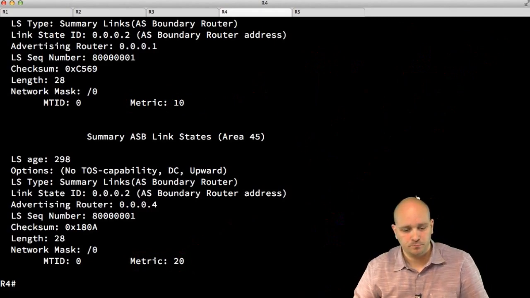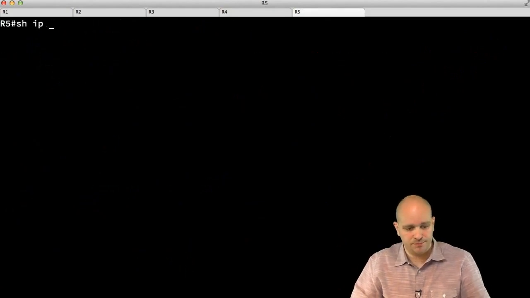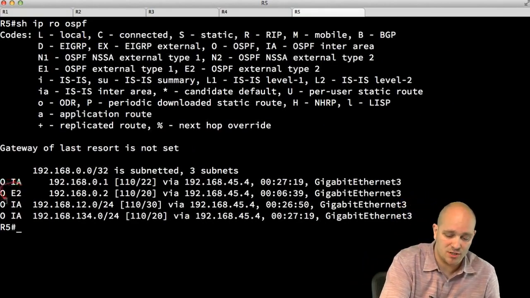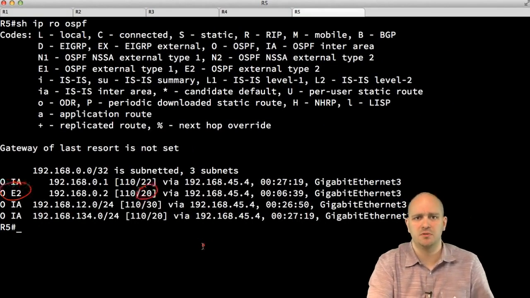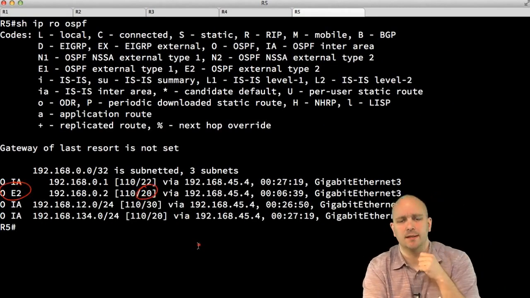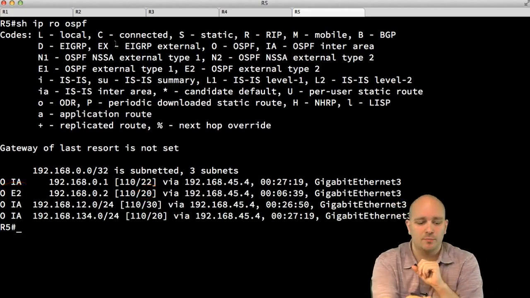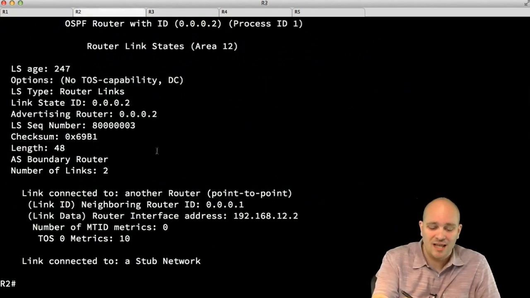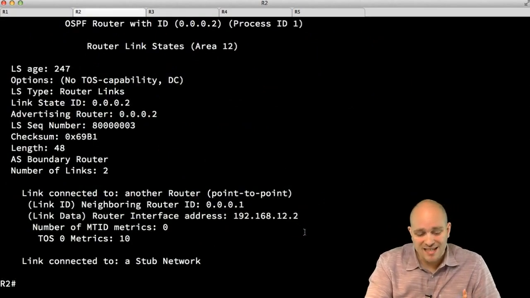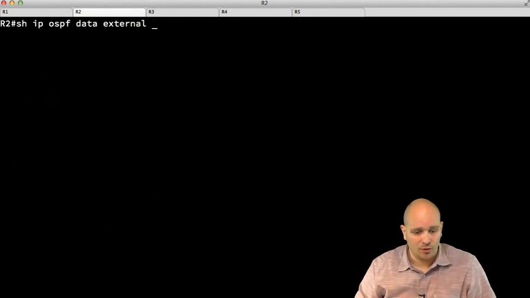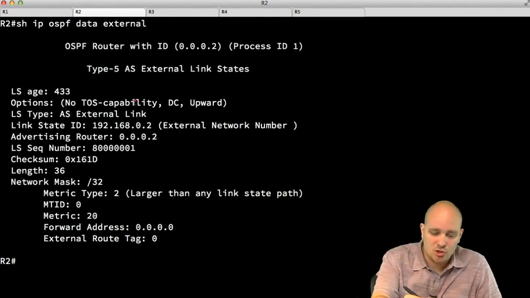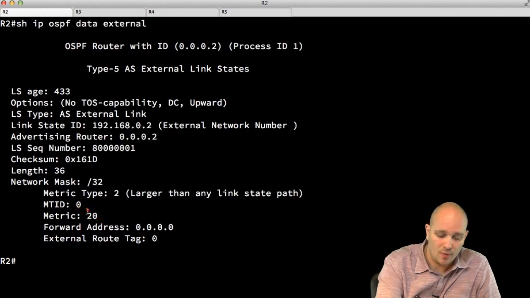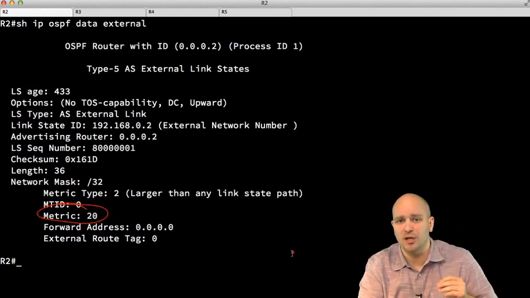Let's take a look. If I do show IP route, OSPF, I'm looking for an external route, and there is my external route here. 20. This is a little bit confusing. Well, it isn't when you come to think about it. R1, or actually R2, is the router that injected this route with the actual metric. So let me take a look at that external prefix. There it is. So here is the metric. This is the metric that was injected by R2. We can see here that it says metric 20.